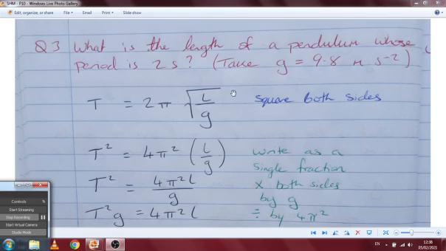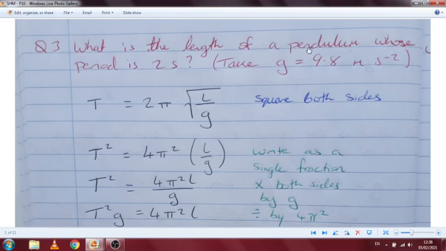So that's the first couple of questions. Question 3. What is the length of a pendulum whose period is 2 seconds? And we're told to take gravity equal to 9.8.